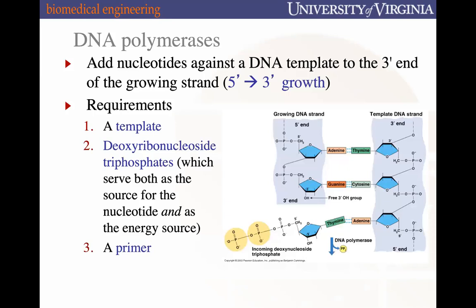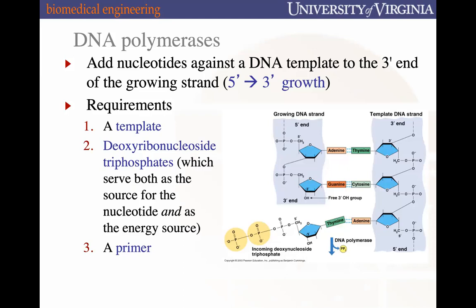So as we mentioned before, we have DNA polymerases that will add nucleotides from the 5' to 3' direction. And so there's a few things that are important to help mediate that. Number one is the template. We need the template DNA that's going to be the instructions for creating the complementary strand. We need the deoxyribonucleoside triphosphates.